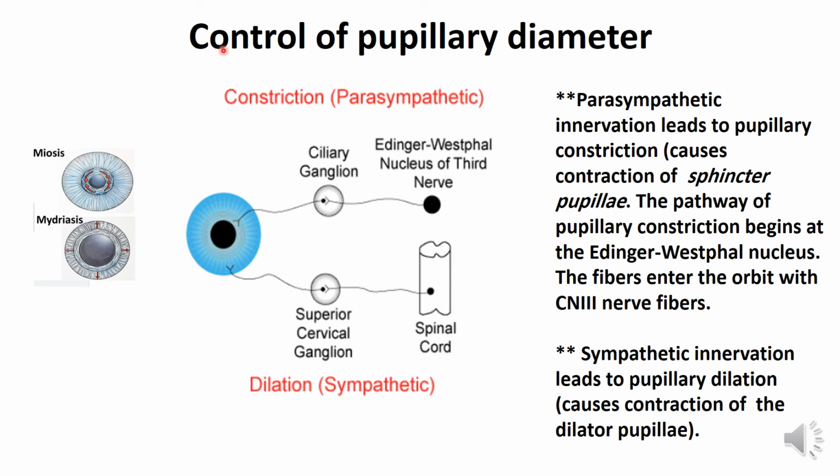The pupillary diameter control is a reflex action, and the stimulus for this reflex is the light intensity falling on the retina, or reaching the retina.